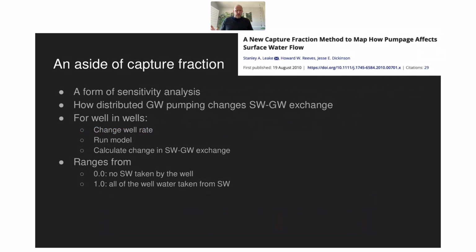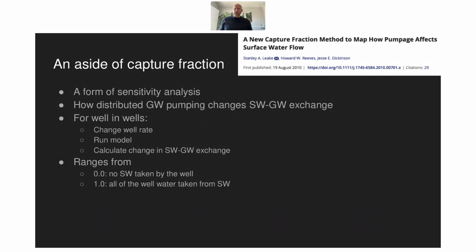Okay, now we're gonna take a slight detour into the world of capture fraction mapping. Capture fraction mapping came from Stan Leek. It's a form of sensitivity analysis, and it's a response coefficient between groundwater pumping and simulated surface water groundwater exchange. We're focusing on this because a lot of applied groundwater modeling deals with this relationship between groundwater use and surface water. Because again, taking groundwater affects the surface water system.